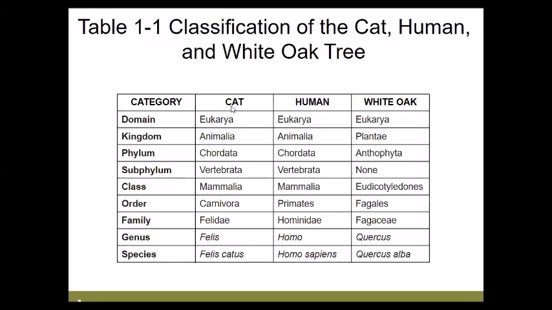Kingdom here is for cats and humans, animals, the animal kingdom, Animalia. The plants belong to the plant kingdom, Plantae. And you go down through the phylum, class, order, family. Then you come down to the genus and species. Again, the genus for cat is Felis, and the species is Felis catus. The genus for human is Homo, and the species is Homo sapiens. The oak is Quercus, and then Quercus alba for the species.